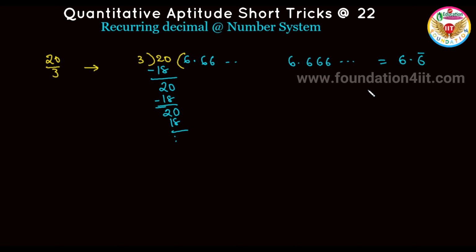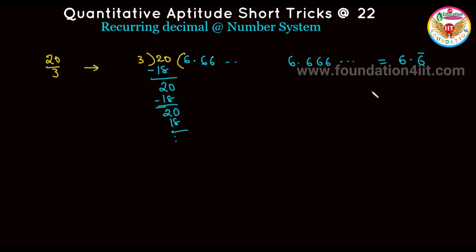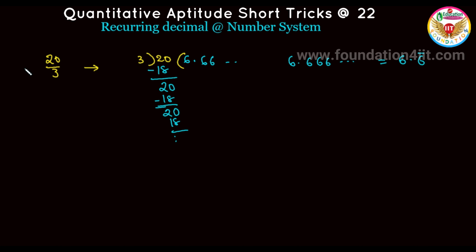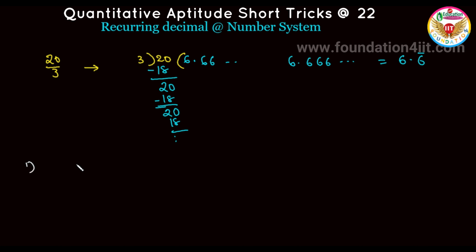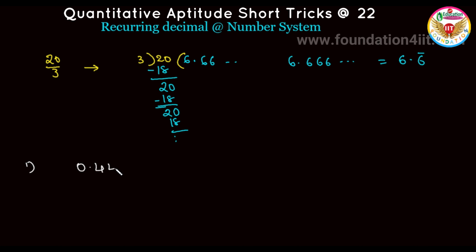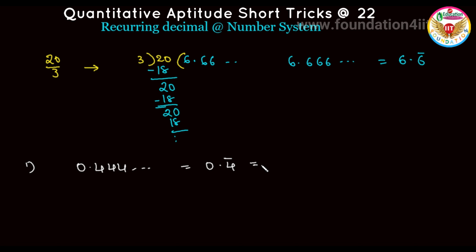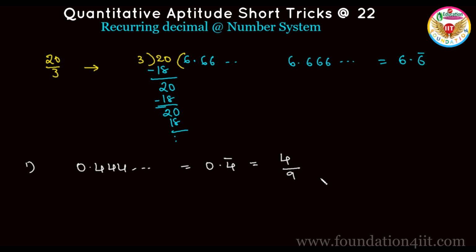Now the method is changing recurring decimals into fractions. So how to do? We get some questions based on this. For example, 0.444 and so on. So this is 0.4 bar. To convert this into a fraction, just take this number without the point, without the bar, then divide by as many nines as digits are repeating after 0. Only one digit. So 9 you can keep.